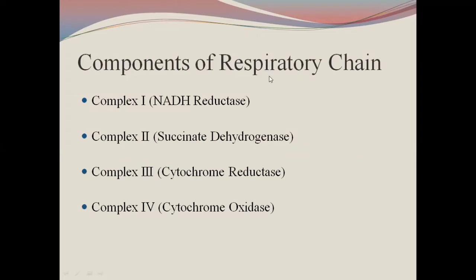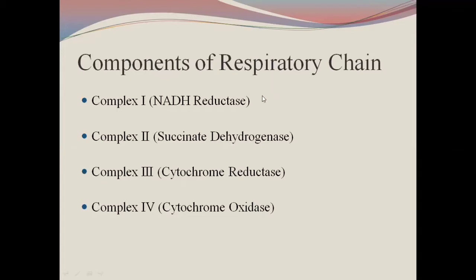The components of the respiratory chain, or the electron transport chain, are made up of four complexes: complex 1, complex 2, complex 3, and complex 4. Complex 1 is also known as NADH reductase. Complex 2 is also known as succinate dehydrogenase. Complex 3 is also known as cytochrome reductase, and complex 4 is known as cytochrome oxidase. One by one, we will study each complex in detail, to see how the electrons are transported.